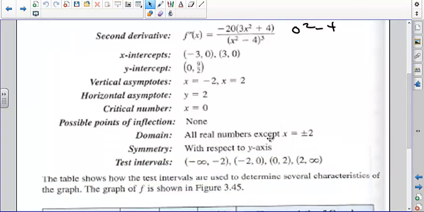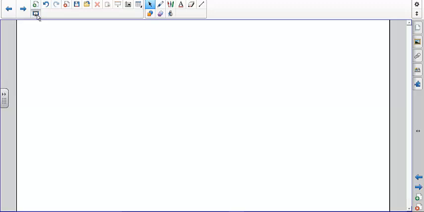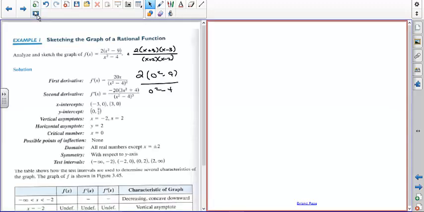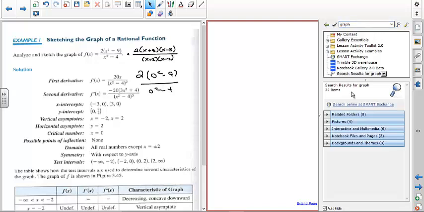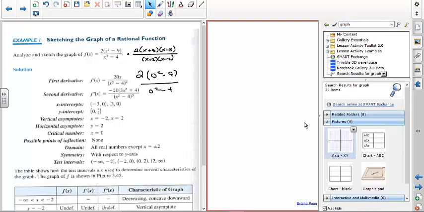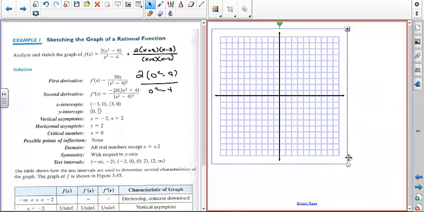The domain is all real numbers except for where it's undefined. There are no possible points of inflection because there's no places where the second derivative goes to 0. Okay, so let's plot the function now, given all this information. And we could have actually done a pretty decent plot even without calculus as far as the rational functions. But it does give us some extra insight into what's going on.